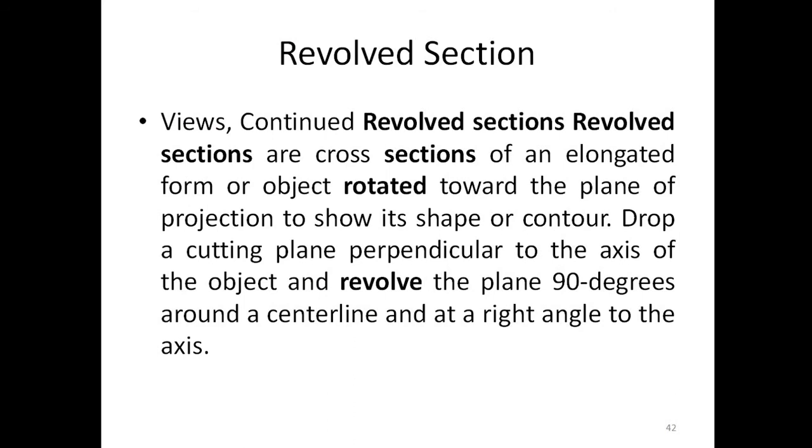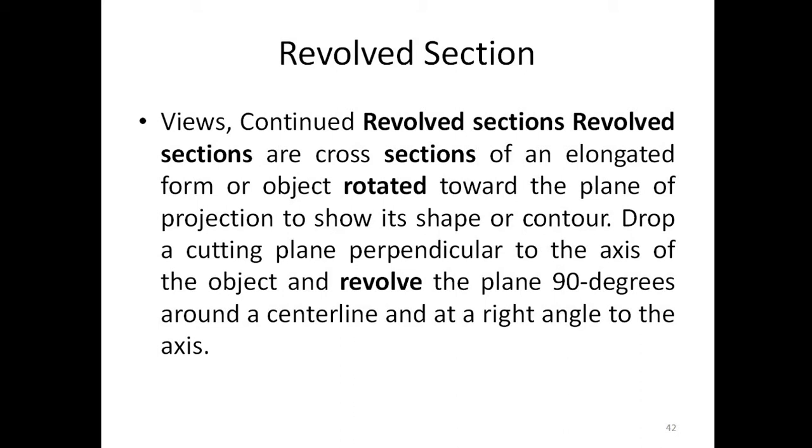Revolved sections are cross sections of an elongated form or object rotated towards the plane of projection to show its shape or contour. It is clear that the revolved section is nothing but the elongated form or object rotated towards the plane of projection to show its shape or contour.